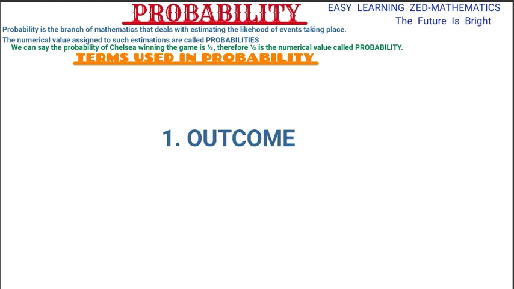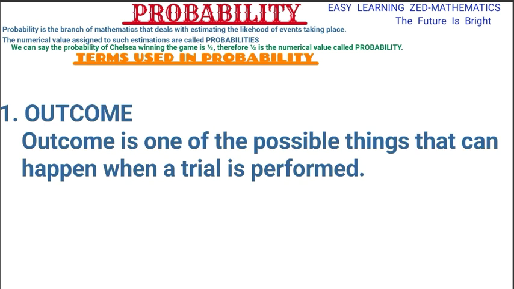Okay, so the first one is outcome. In probability you encounter this word outcome so often. Probably in every step we'll be looking at, we'll be talking about outcomes. Outcome will come so often in this topic. So what is outcome in probability? Outcome is one of the possible things that can happen when a trial is performed.